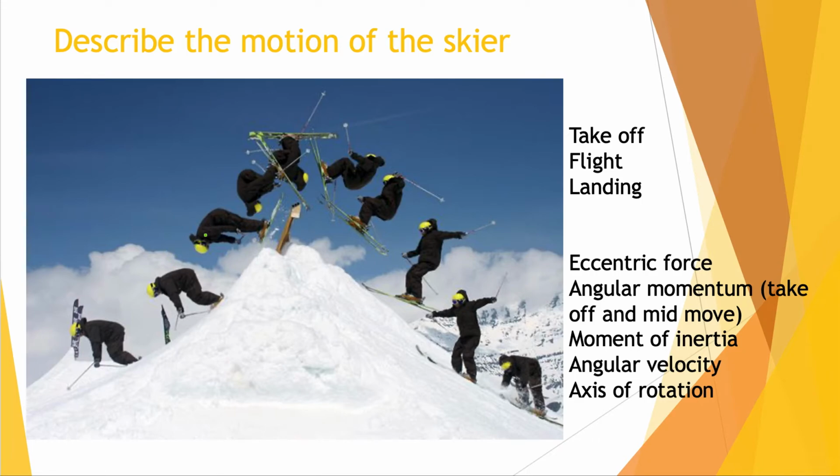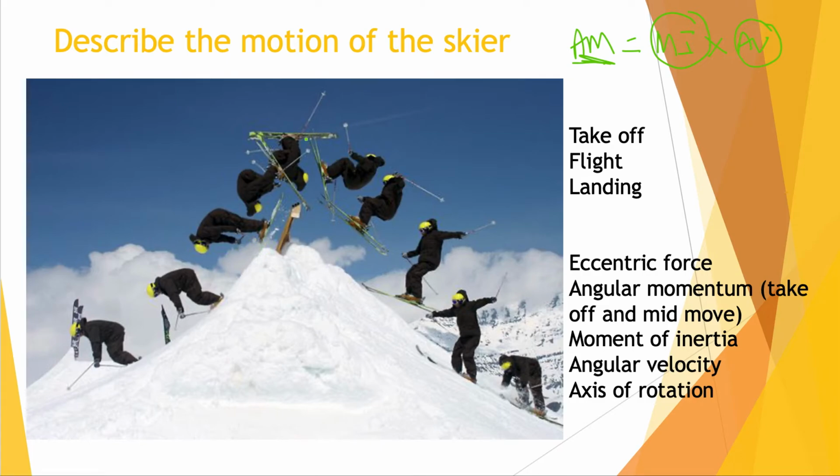At takeoff, moment of inertia is quite high. They've got the legs, the knees are extended, although they are flexed at the hips, which means the angular velocity must be quite low because angular momentum is moment of inertia times angular velocity. So if moment of inertia is quite high, then angular velocity is quite low in order to conserve angular momentum. And that means that the skier can control the takeoff.